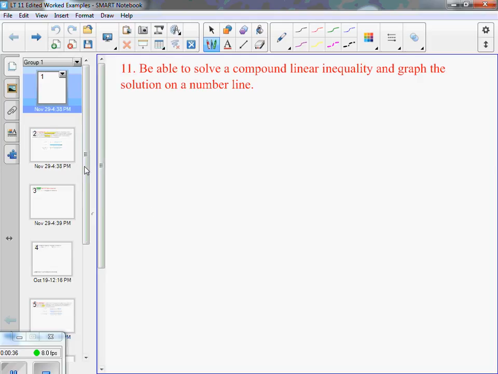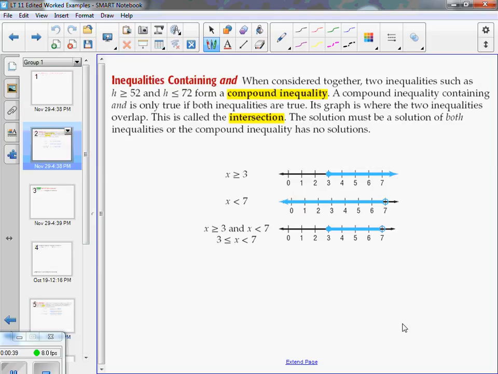way, okay? So, inequalities containing the word and. When considered together, two inequalities such as h is greater than or equal to 52 and h is less than or equal to 72 form a compound inequality. A compound inequality containing and is only true if both inequalities are true. That's just a math fact. That always works that way.